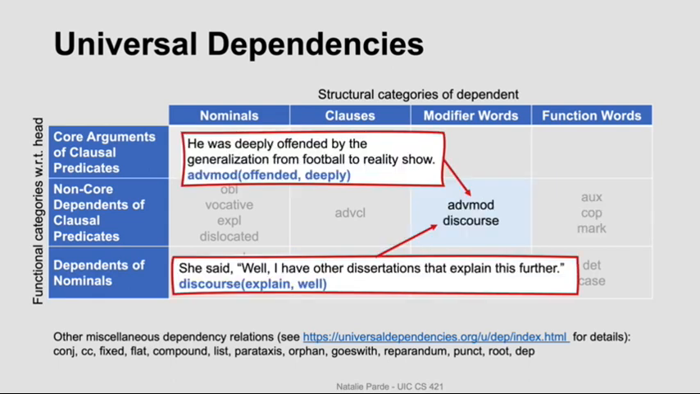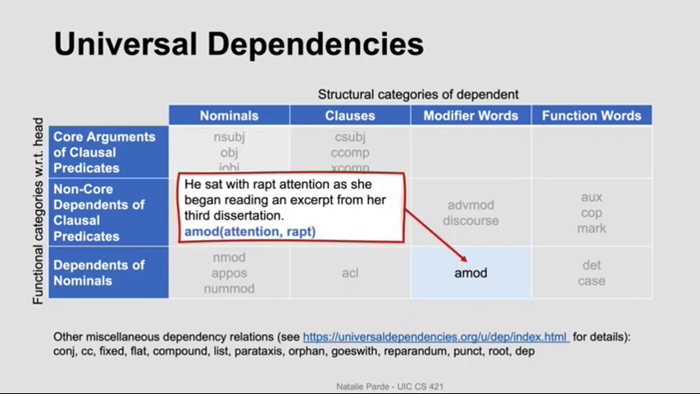Moving further onward to the right, modifier words don't ever act as core arguments of clausal predicates, but they do sometimes act as non-core dependents of clausal predicates. This group of dependency relations includes adverbial modifiers and discourse elements. Discourse elements are just things like interjections, fillers, and things like well or you know. Modifier words can also act as dependents of nominals, and an example of this would be an adjectival modifier.